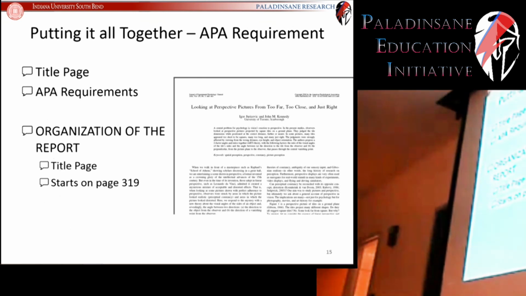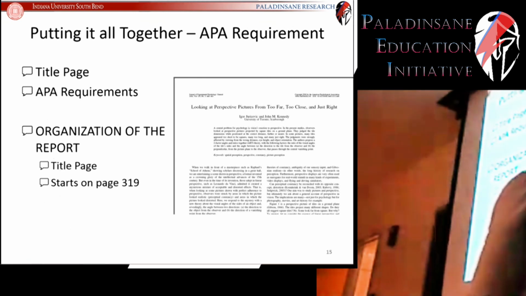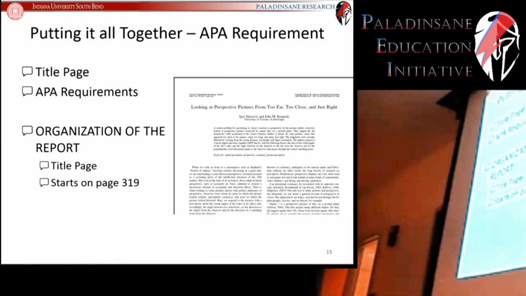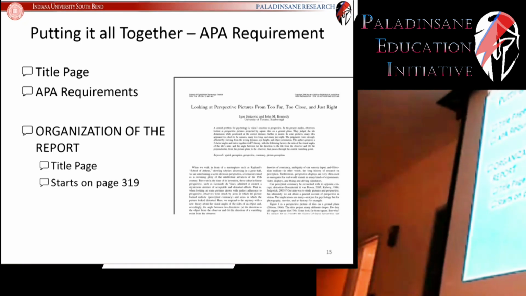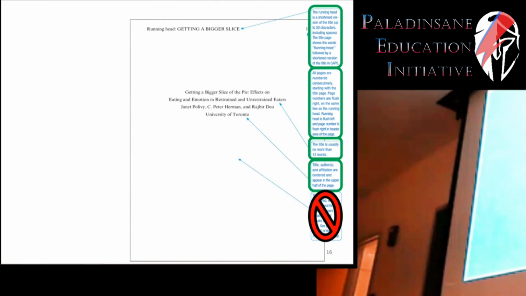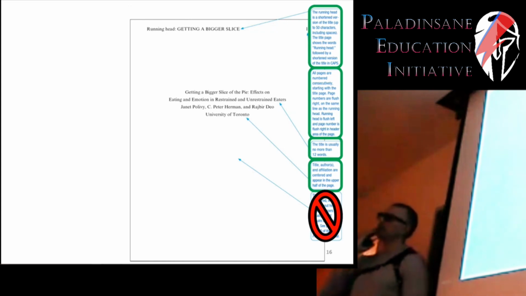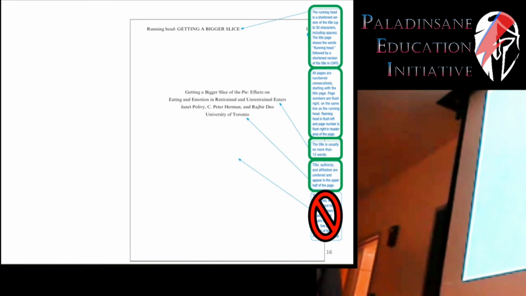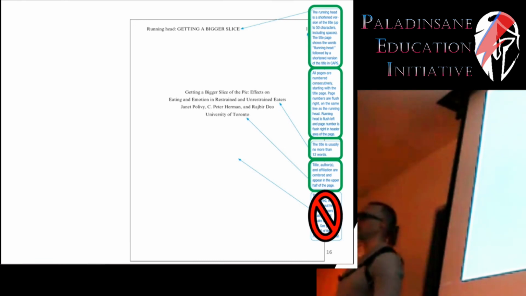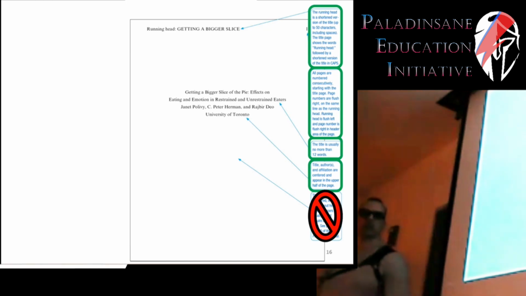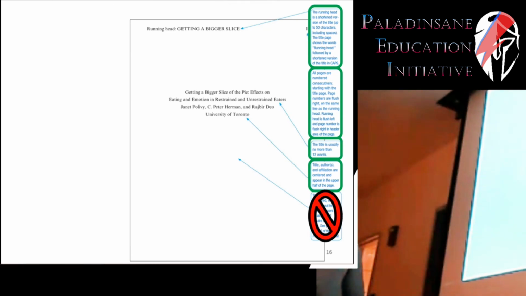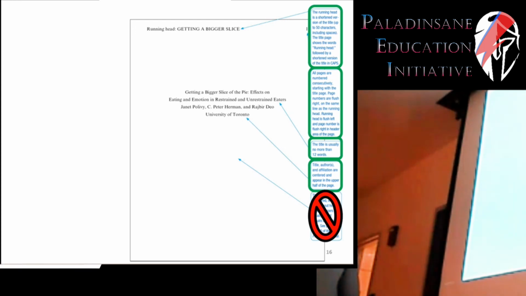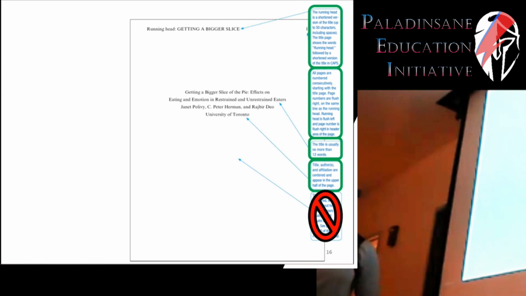All right, so in terms of organization of the report, for your title page, the APA requirements, again, start on page 319 where you can get some information for that. This is what I wanted to mention. By far, your best friend during this time of putting everything together in a final form is going to be this one experiment sample APA paper that you can find in your textbook. We introduced this one earlier on in the semester, but this is a nice example of what I mean.